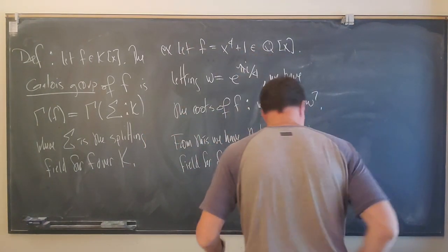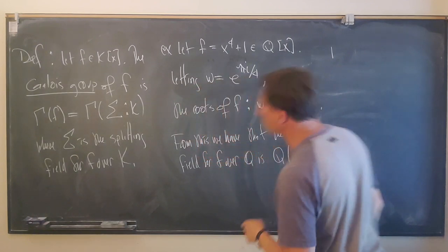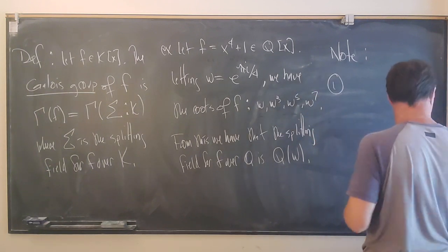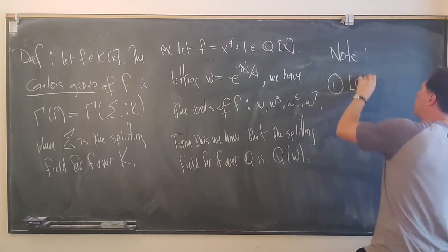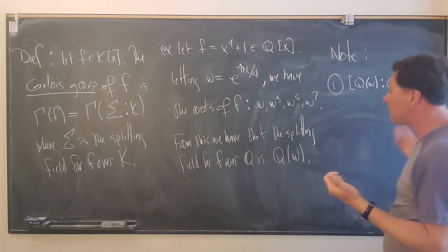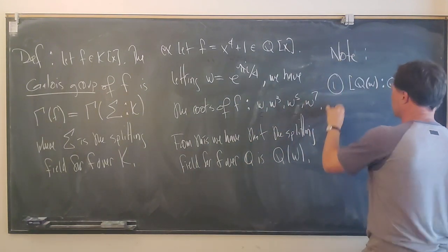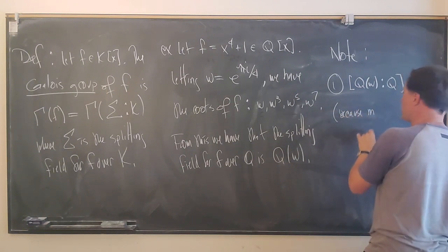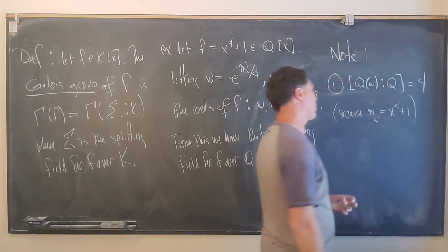A few things to note here, and there's actually 3 things. The first thing: the degree of the extension is equal to 4, and the reason is that this polynomial f is the minimal polynomial for omega over Q. That's because m_omega is equal to x^4 + 1, a monic irreducible polynomial for which omega is a root.